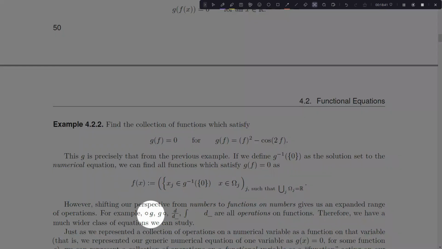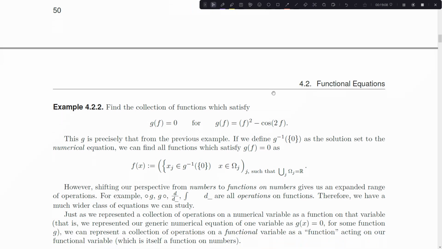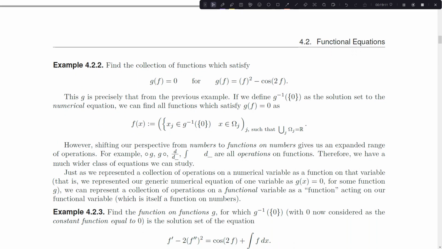For example, I can compose functions. I can take derivatives of functions. I can take antiderivatives of functions. And there are actually a lot of other things I can do as operations on functions that numerically didn't make sense. Derivatives didn't make sense in numerical equations. Integrals didn't make sense in numerical equations. Function composition didn't make sense in numerical equations. You can read the above example if you want to. It's just the same thing we were encountering earlier.